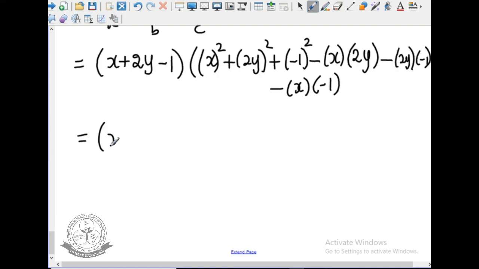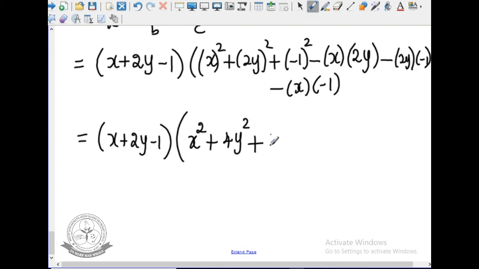It can be written as x plus 2y minus 1, then x whole square is nothing but x square, then 2y whole square is nothing but 4y square. 2 square means you will get 4. So 4y square, then minus 1 whole square. If you multiply minus 1 into minus 1, it will convert into plus 1. Then minus 2xy, then minus into minus plus. So minus 1 into minus, here plus 2y, then here also the same way, minus into minus plus. This is your answer.